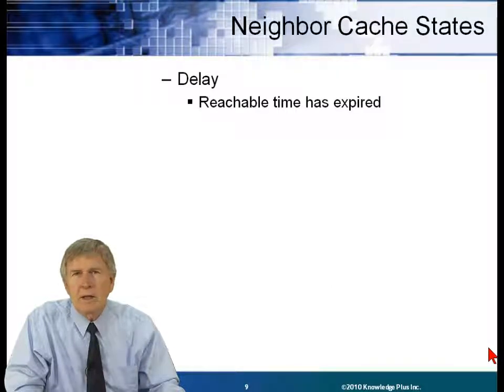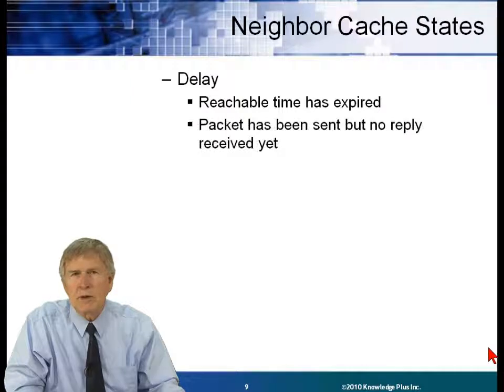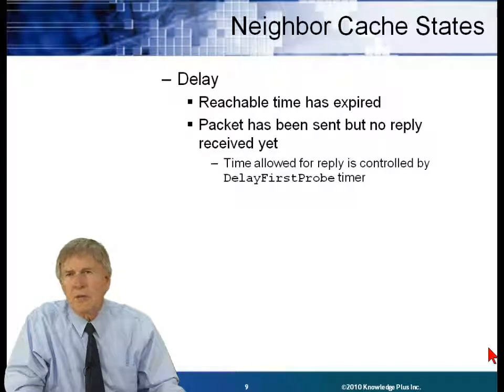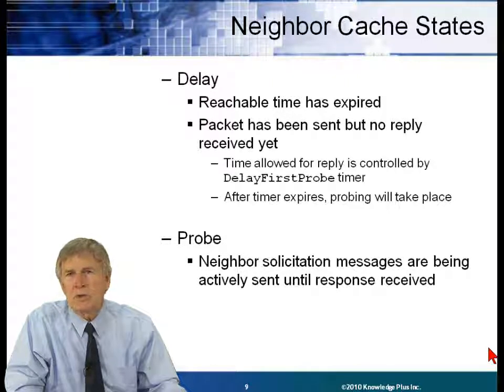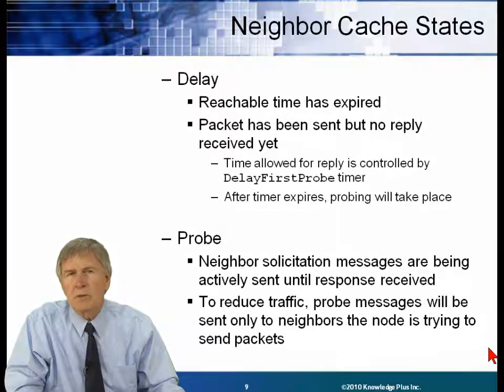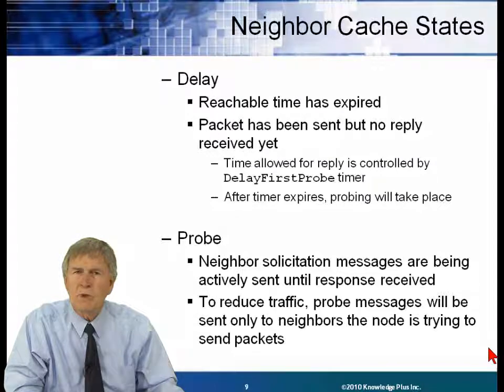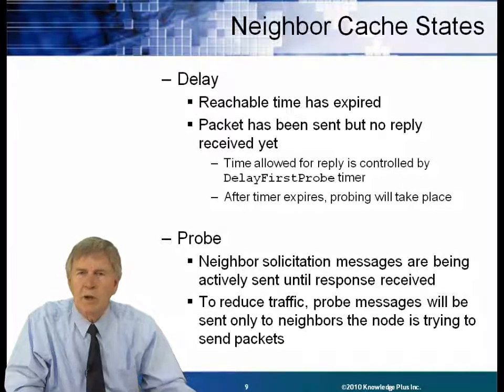And delay means the reachable time has expired, a packet has been sent, but no reply has been received yet. The time allowed for the reply is controlled by the delay first probe timer. After the timer expires, probing takes place, and that means the probe conditions, or neighbor solicitation messages, are being actively sent until a response is received. Now, we don't want this to go on forever, so to reduce traffic, probe messages are sent only to neighbors the node is trying to send packets to. So you don't probe everybody, only those with whom you are attempting to communicate.